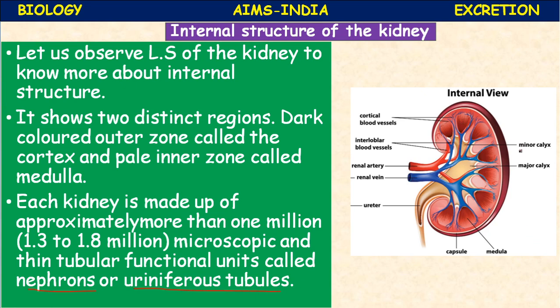Here the outer cortex is very thick. This is the cortex region, which is convex, and the inner medulla is concave, pale in color. So each kidney is made up of more than 1 million functional units. They are called nephrons.